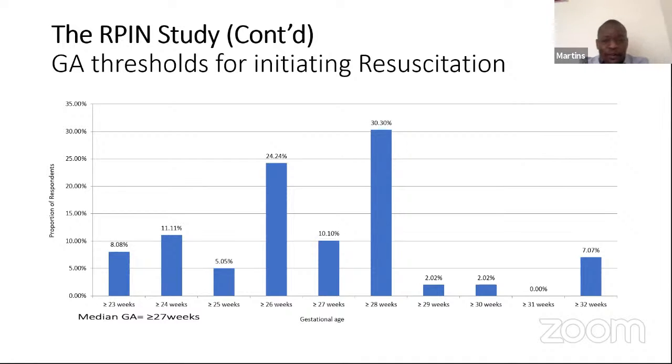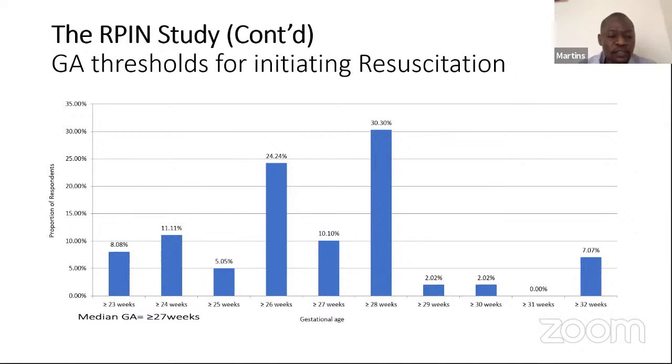So I was really happy with the responses to this, because I then discovered that even at 23 weeks, some hospitals are resuscitating babies. I know while I was in Nigeria then, we used to say 26-weeker, but I have not participated in the resuscitation of any baby less than 26 weeks. So it really shows that we are improving in our practices.